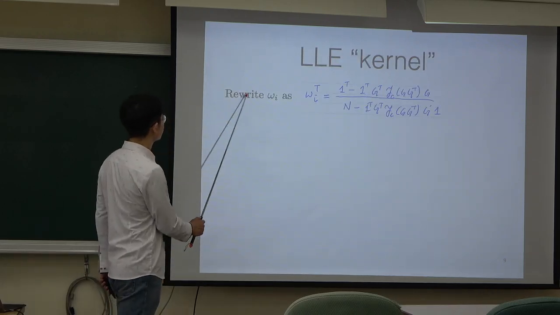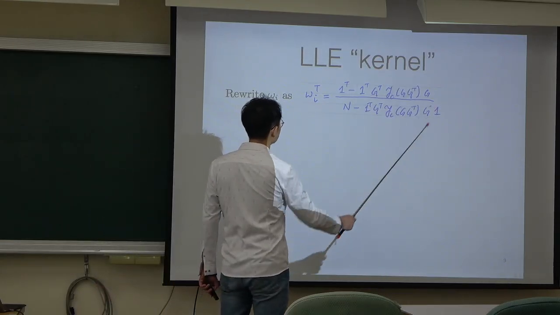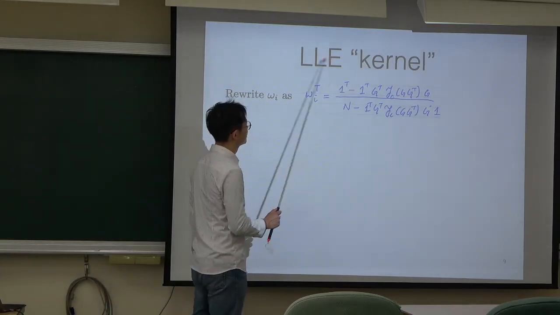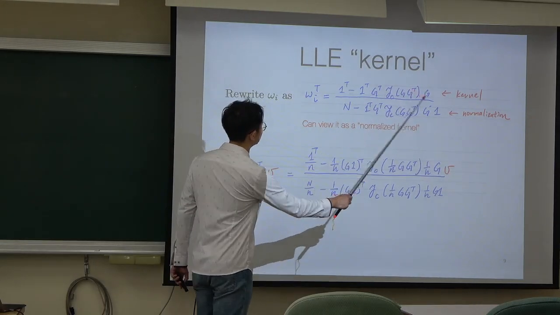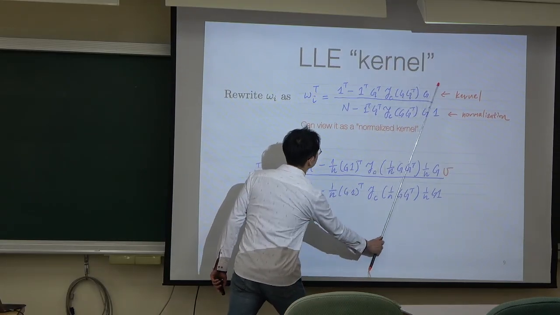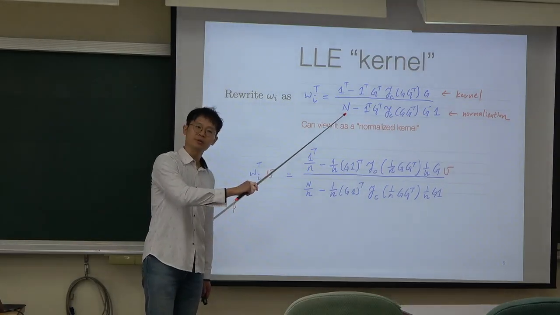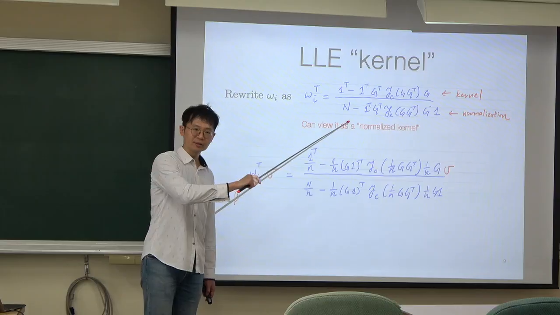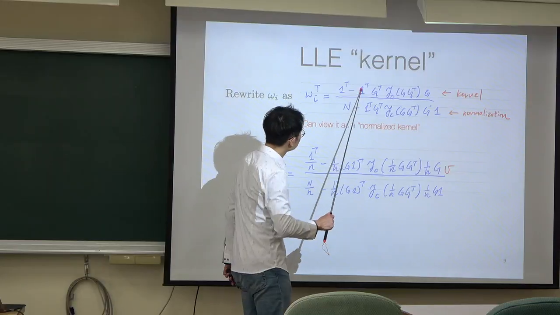Okay, so once we have this rewriting, Wi becomes this formula. And we somehow get the notion called kernel. We call it the LLE kernel. And what is a kernel? This is a kernel. If you forget about the second part, you just have one transpose. This is what? This is a 0-1 kernel. That is, you assign 1 to all the neighbors. This is a 0-1 kernel. But right now, you do some correction.